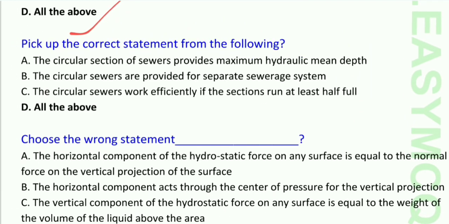Pick up correct statement from the following. The circular section of sewer provides maximum hydraulic mean depth when depth is right. The circular sewers are provided for separate sewage system. Right. The circular sewer works efficiently if the section runs at least half full. Right. Please write all of this.